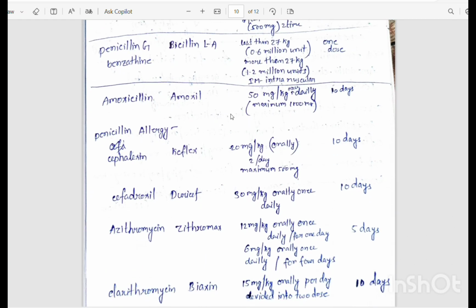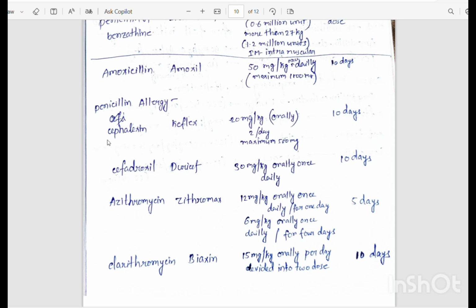Then another antibiotic is amoxicillin, brand name Amoxil, and the dose will be 50 mg per kg once daily for 10 days. Then for penicillin allergy, cephalexin, ceftriaxone, azithromycin and clarithromycin all are for 10 days.